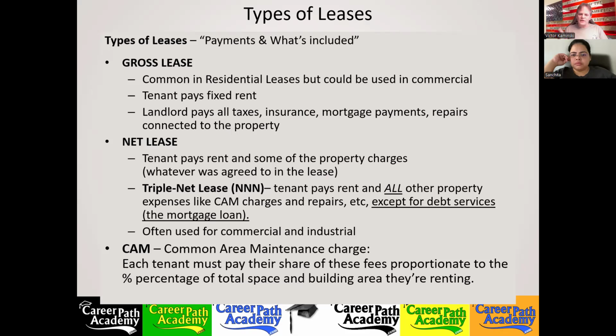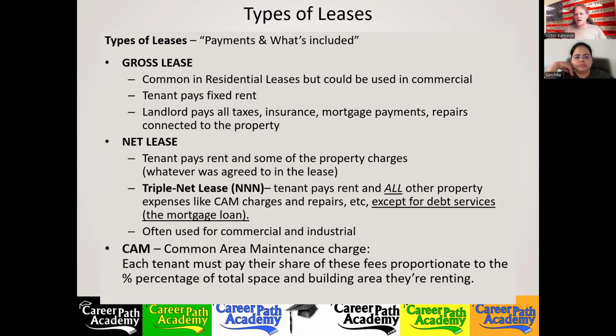So in the net lease, the tenant's responsible for paying the rent and all the common area maintenance charges, could even include paying the landlord's insurance on the property and their taxes. So, for instance, I'm renting 5% of the space in the building that I'm in. So I'm responsible for 5% of the property taxes on the property, 5% of the landscaping costs, et cetera, et cetera, et cetera. Okay.